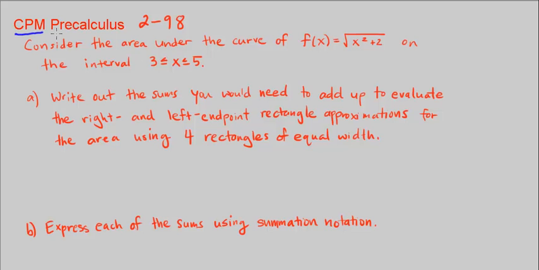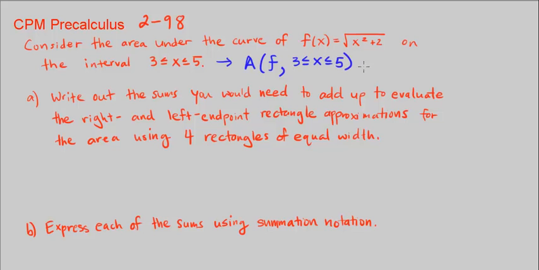This is CPM Precalculus Chapter 2, number 98. Consider the area under the curve f of x is equal to the square root of x squared plus 2 on the interval 3 is less than or equal to x is less than or equal to 5. So we're looking for the area bounded by our function f and the x-axis between 3 and 5.